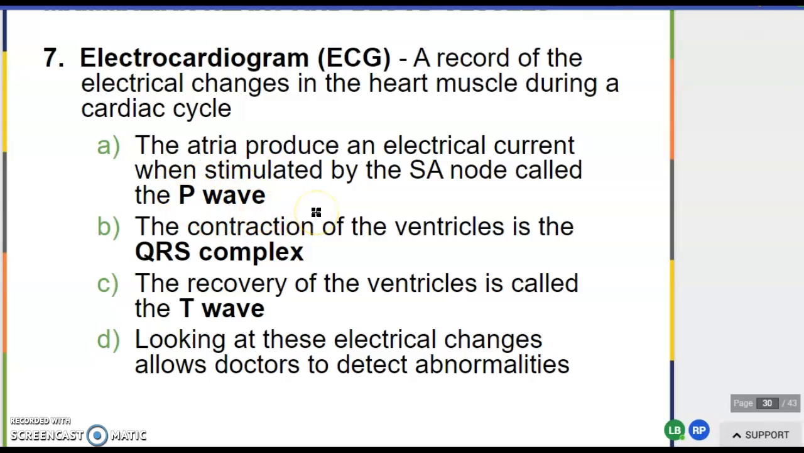The atria produce an electrical current stimulated by the SA node called a P wave. It's a specific type of electrical current that your heart recognizes, and then there's contraction, obviously, and then there's recovery of the ventricles, called a T wave. So P waves and T waves look a little bit different, and that's what they're looking at in that EKG, looking at those electrical changes between a P wave and a T wave.